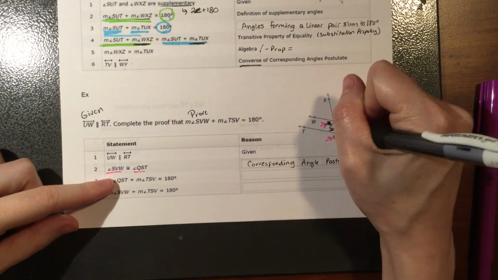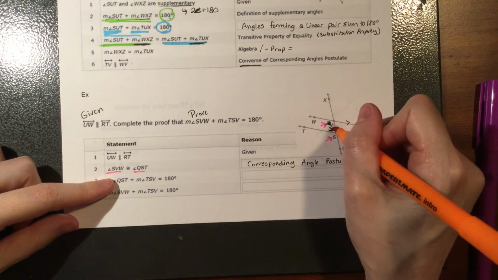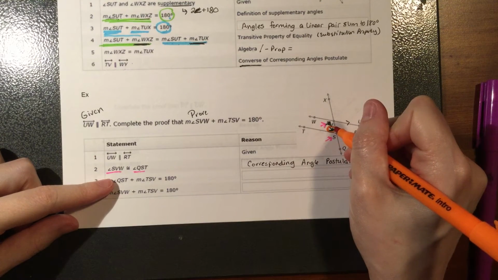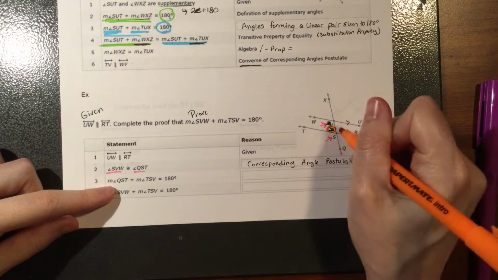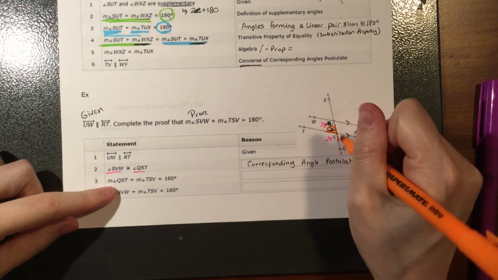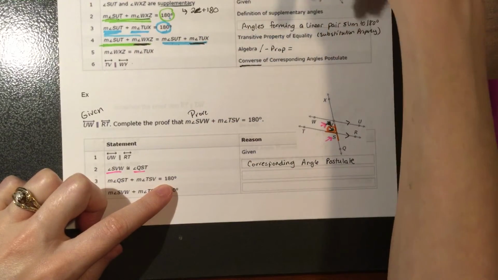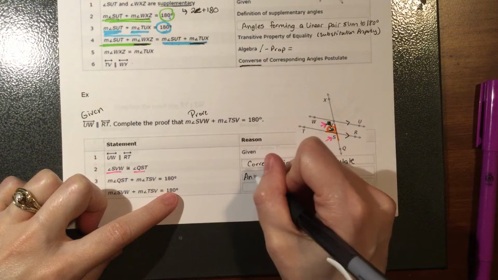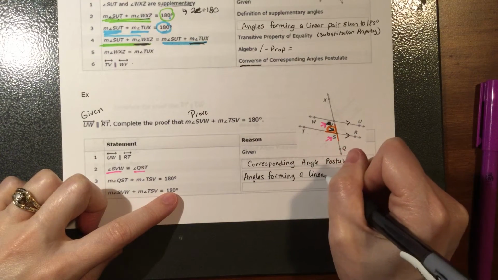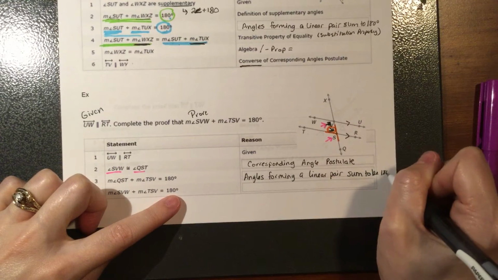So if we're trying to show that this one is supplementary with this one, we need to get this next one introduced to our proof, because right now we have the two pink ones, and we need to get this orange one in there. So this orange one is related to angle TSQ, or QST. Those two make a linear pair. And we know with a linear pair that QST plus TSV is going to be equal to 180 degrees. That one's going to be our angles forming a linear pair summed to be 180 degrees.